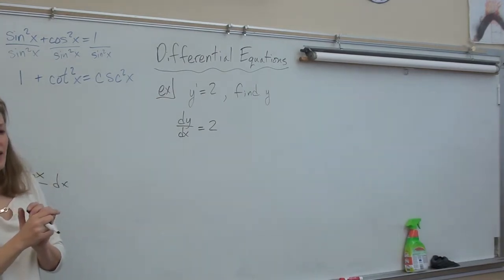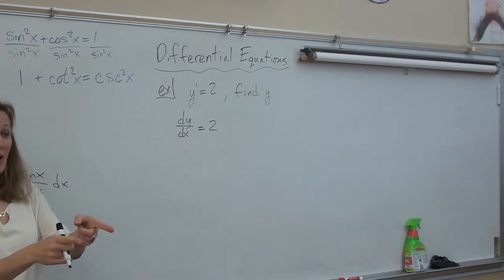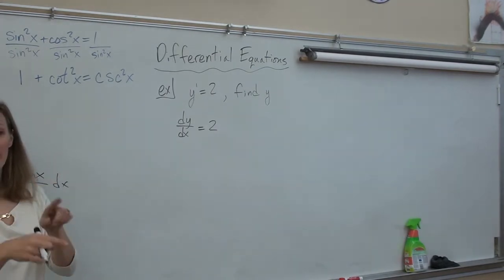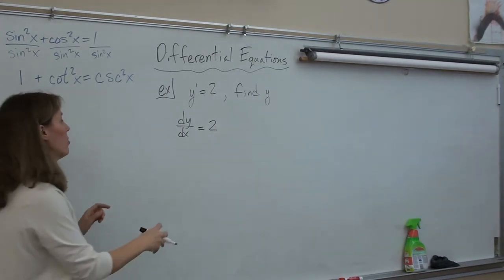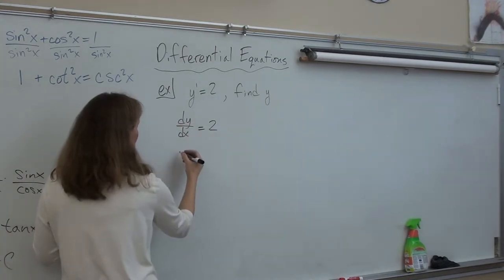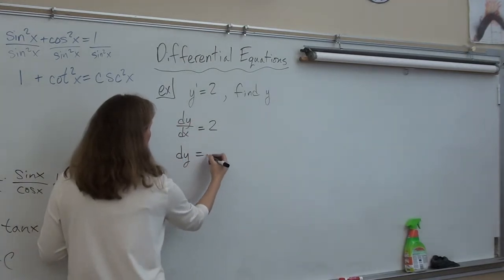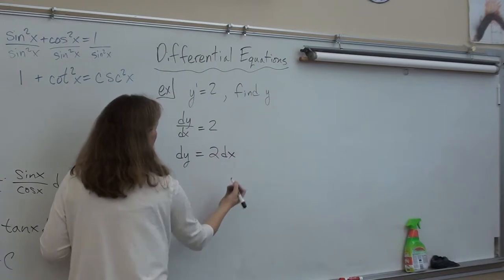Or are we gonna divide out the dx? We are. We're going to multiply both sides by dx. Remember, dy/dx is a fraction. So we're going to multiply both sides by dx, and we have dy equals 2 dx.